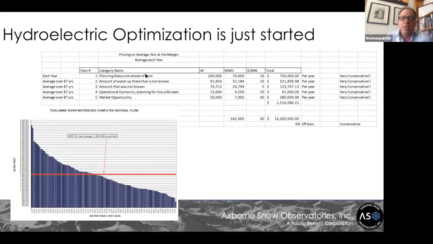And just looking at the average case, in particular for the Don Pedro, Wes's best, very conservative, as he indicates here, marginal value of the ASO information for planning resources ahead of time, knowing the amount of water that's up there that's not known, and the amount that was in fact not known, and then the operational dynamics and planning for the unseen, and then market opportunity. He came to a number of about 1.5 million, which is markedly more.